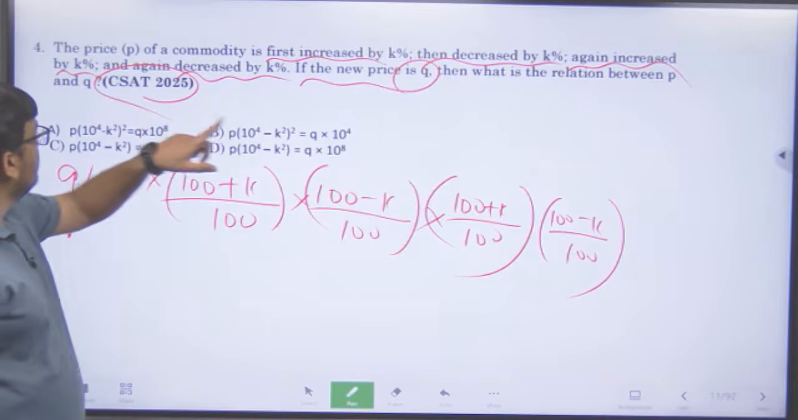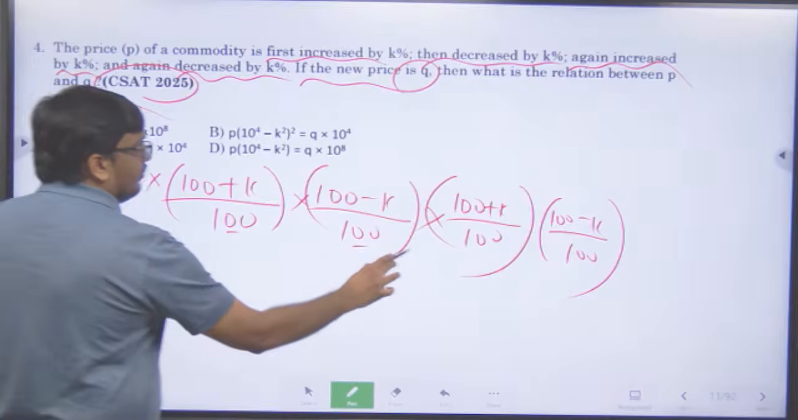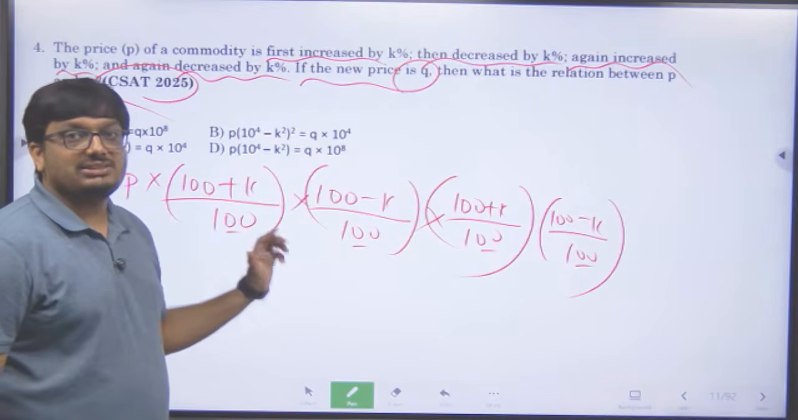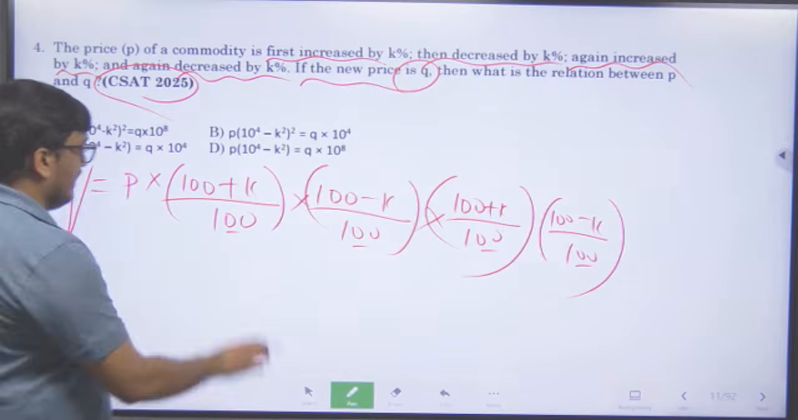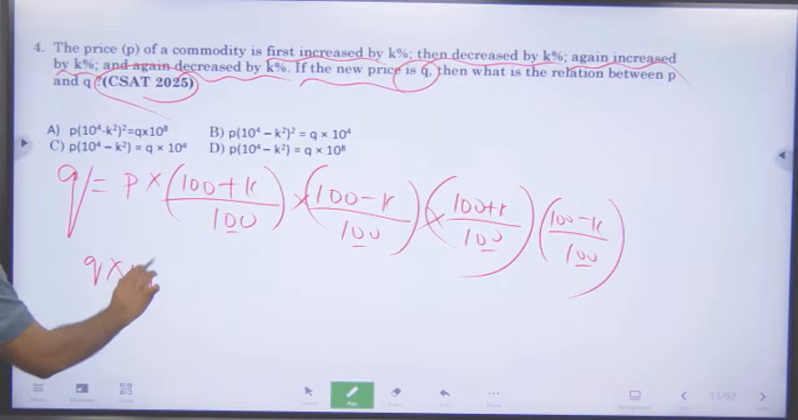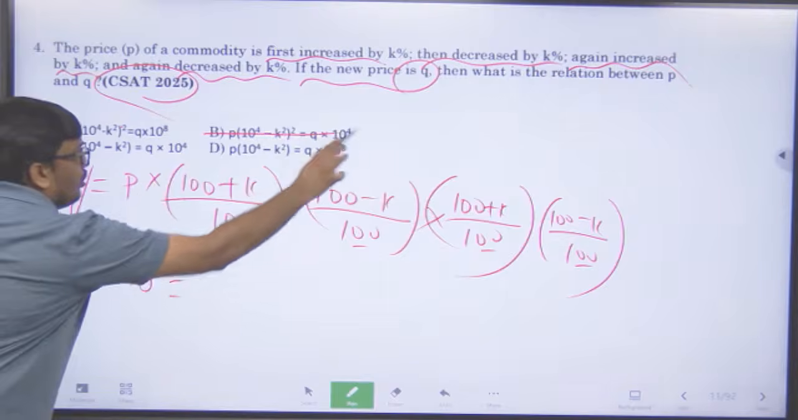What is the relationship between P and Q? Carefully observe. In denominator 4, 6, 8, 8 zeros are there. You can represent it as 10 power 8. Then if you cross multiply, it will become Q into 10 to the power 8. In options, where 10 to the power 8 is there? Option A, option D. So ruled out.